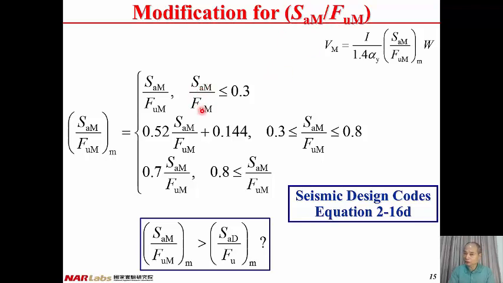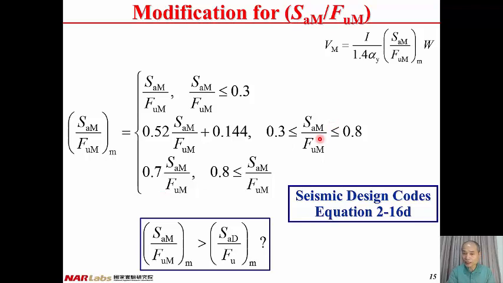When SAM divided by FUM is smaller than 0.3, no modification is necessary. Therefore, the ratio after modification equals the ratio without modification. When the ratio SAM divided by FUM is larger than 0.8, then SAM divided by FUM modification equals 0.7 SAM divided by FUM. This is modified to be 70%.